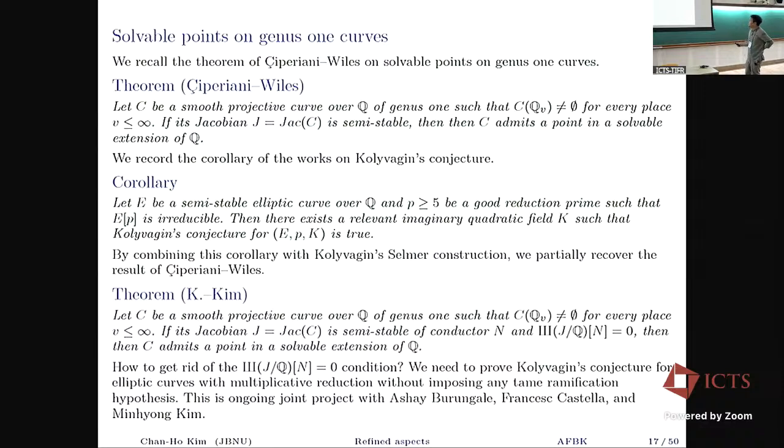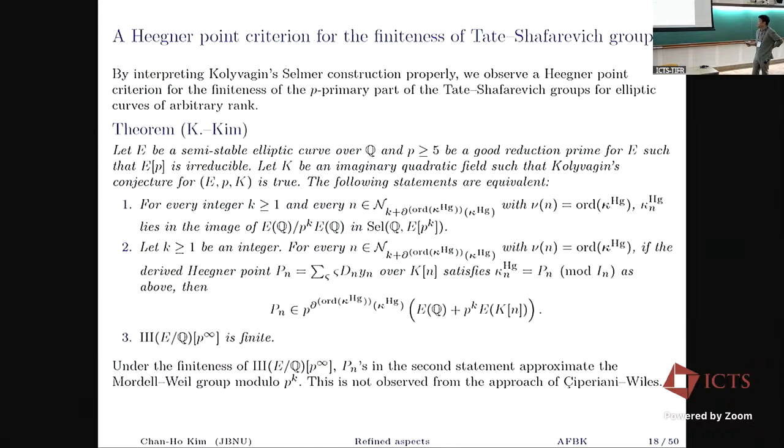So this approach using the Selmer construction gives us one interesting criterion for finiteness of Sha. Here's the statement. Let me start with a semi-stable elliptic curve and a good reduction prime, and if E[p] is irreducible, which means surjective, then let me assume that we could find an imaginary quadratic field K such that Kolyvagin's conjecture for this triple is true. Then all these three statements are equivalent.